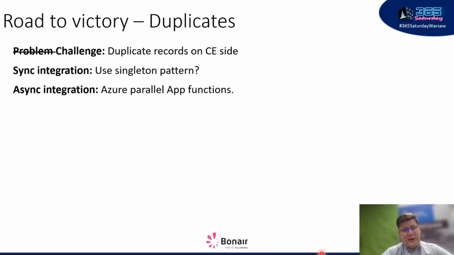When you create a sync integration, you can use something called the singleton pattern. You can just execute one request after another, and there is no problem with duplicates, because the second request is executed after the first. No problem. But when we build an async integration, we want to make it parallel.